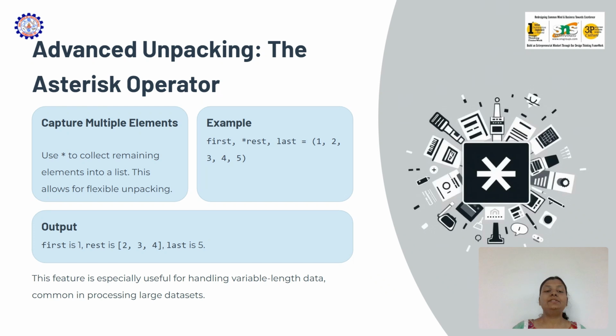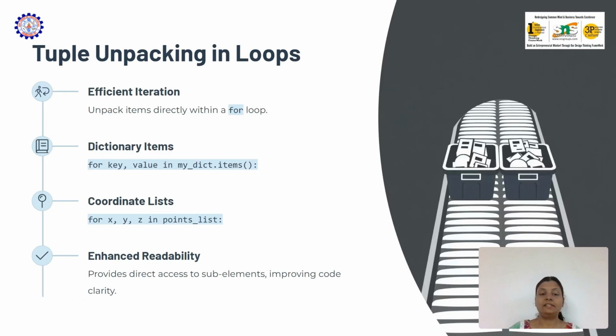Advanced unpacking: the asterisk operator. Use asterisks to collect remaining elements into a list. This allows for flexible unpacking. first, *rest, last equals 1, 2, 3, 4, 5. Output: first is 1, rest is 2, 3, 4, last is 5. The feature is especially useful for handling variable length data, common in processing large datasets.